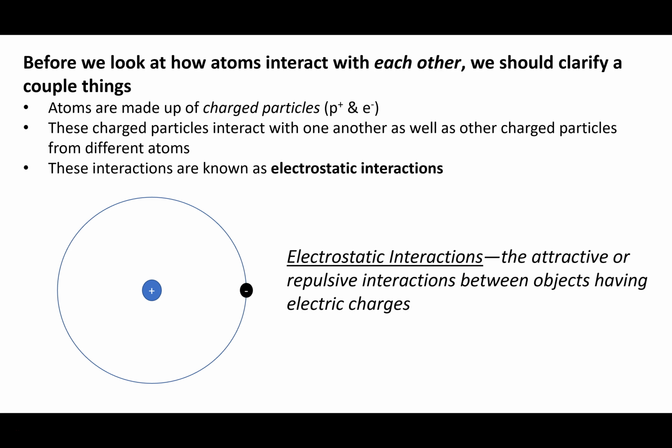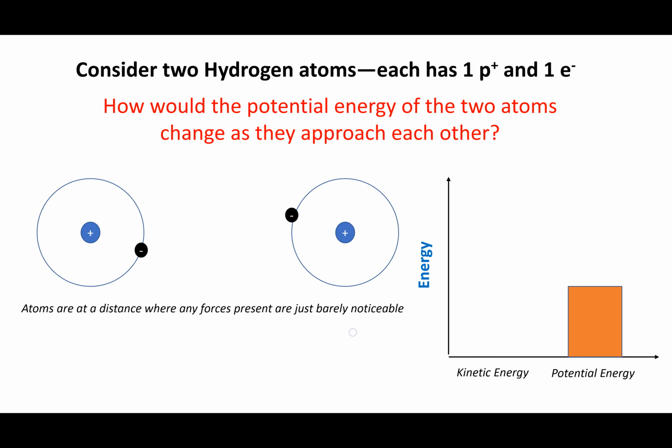If you want a ballpark definition of it, it's just the attractive or repulsive interactions between objects having electric charges. All right, so if I were to talk about, say, the attractive force between this electron and this proton right here, that's considered an electrostatic interaction. I don't want you to get weirded out by that term. Anytime I say electrostatic interactions, that's really all I'm referring to.